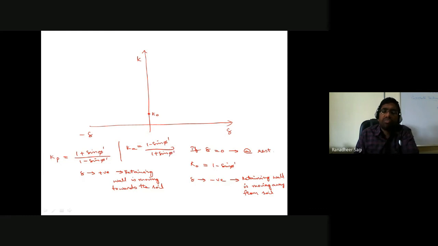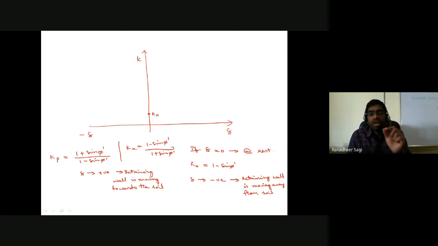So for any phi value which is greater than 0, we get the Ka value to be less than 1. And we also understand that Ka is always less than K0 for all phi values greater than 0. If you just want to look at the relation in terms of Ka, K0 and Kp, let's say for example, for some phi equal to 30 degrees, what will be my K0 value?